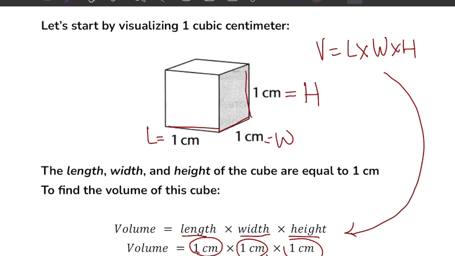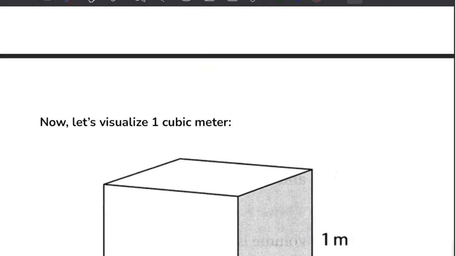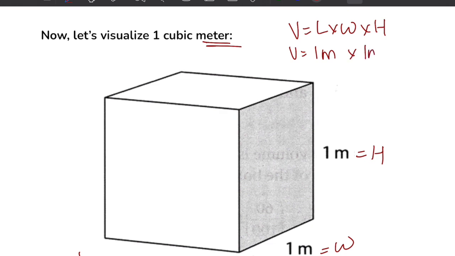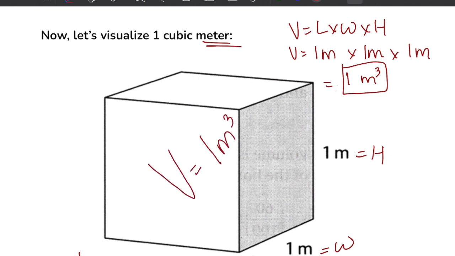So now we're going to take that idea a little bit further. We're going to talk about a much bigger cube. This one is 1 cubic meter, not centimeter. So here, similarly, this is the length, this is your width, and this is your height, okay? So to find the volume of this cube, we're going to follow the same steps. Volume is length times width times height. So 1 meter times 1 meter times 1 meter, and that equals 1, because 1 times 1 times 1 is 1. But it's not going to be meters, it's going to be meters cubed, because now we're talking about volume. So the volume of this is 1 meters cubed, okay?